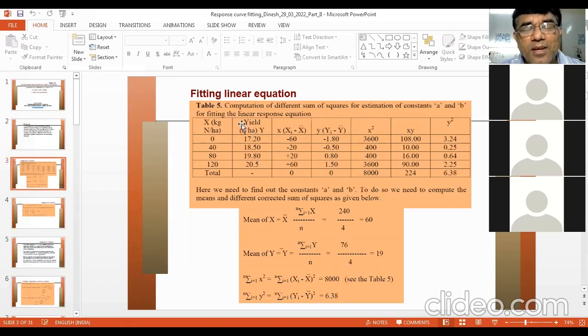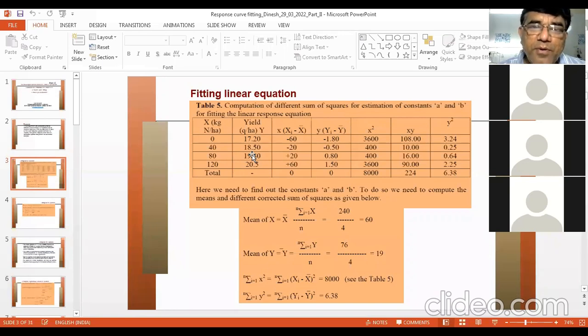Even you can take some soil parameters, the residual nitrogen in the soil after harvest of the crop. So you can take here. So it has very wide scope. This subject has very wide scope to have relationship between independent and dependent variable. Then I told you that we need to work out the value of A and B.